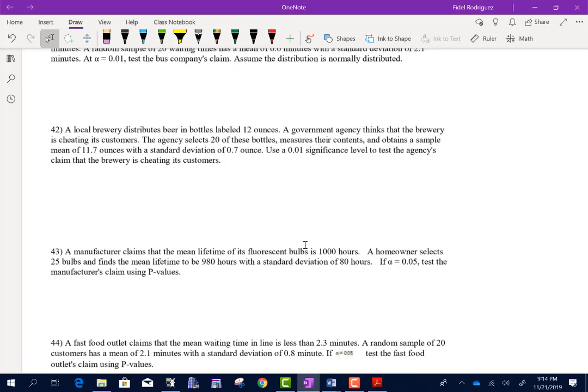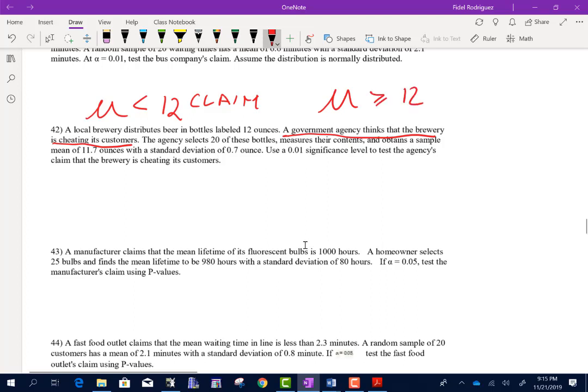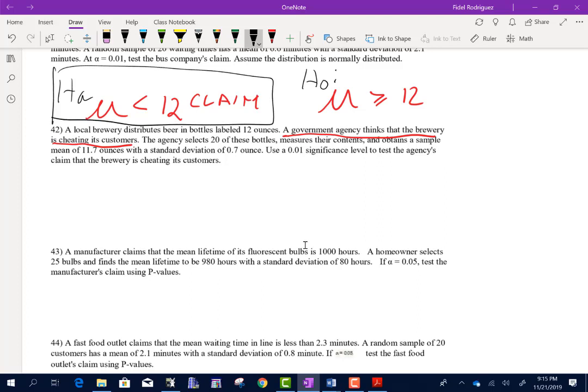Okay, so remember when we did this problem, look what we said. The government agency thinks that they're what? Doesn't that tell me that the mu, according to the government agency, is going to be less than 12? This is my claim, right? So then the complement is going to be that it's greater than or equal to 12? Okay, guys, everybody agree this is our HA and our H0? That part's good.